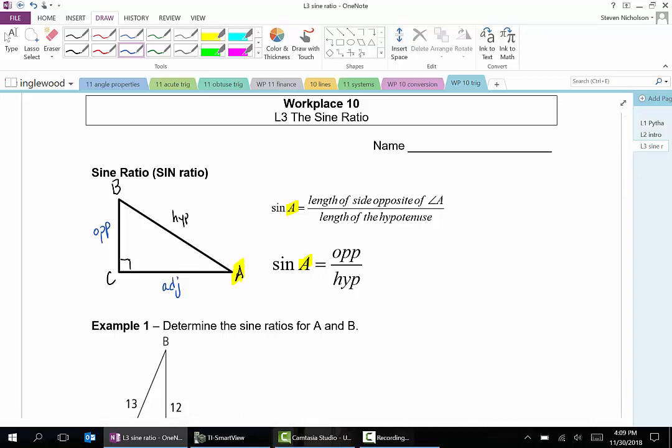What we're going to do in today's tutorial is use the sine ratio to solve three different kinds of triangle problems. And again, this sine ratio only works when you have the opposite information and the hypotenuse. It doesn't work with any other combination.